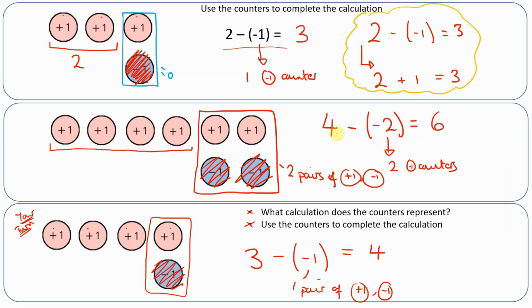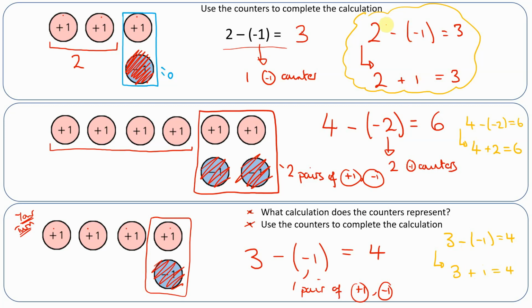Okay, so we know that 4 subtract minus 2 equals 6. How else could you use the numbers 4 and 2 to make 6? You could say 4 plus 2 equals 6. And we know that 3 subtract minus 1 equals 4. Well, how else could we use the numbers 3 and 1 to make 4? 3 plus 1 equals 4.